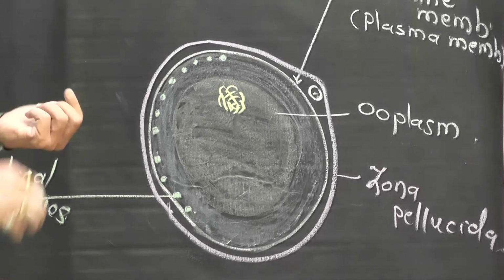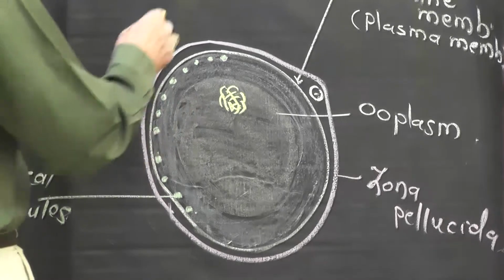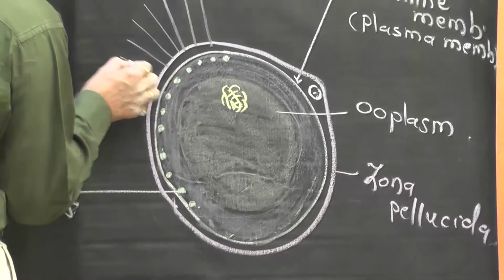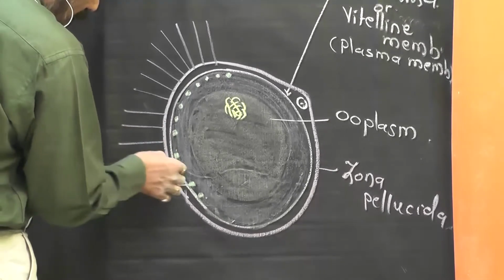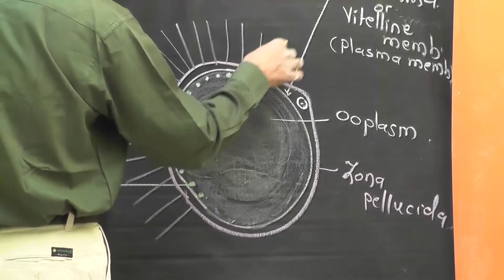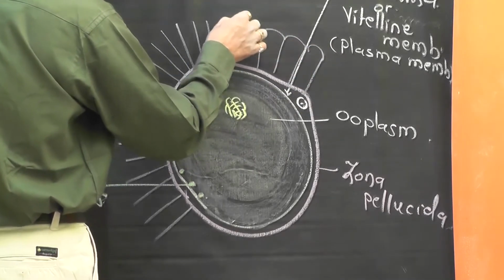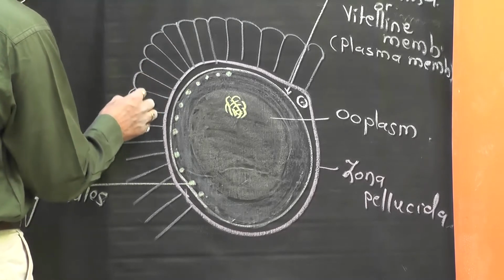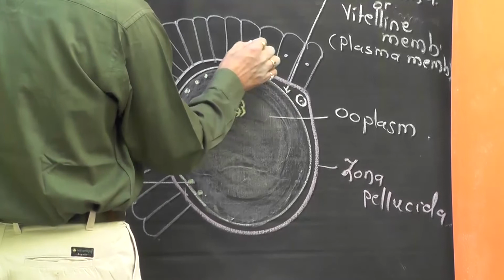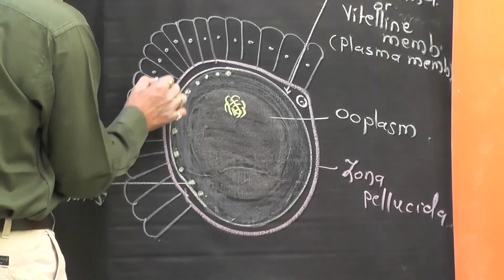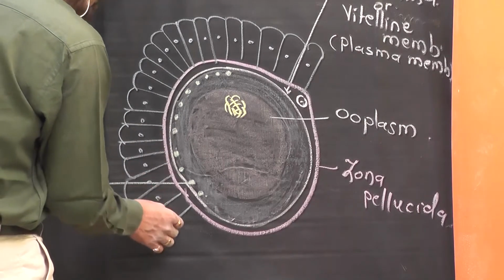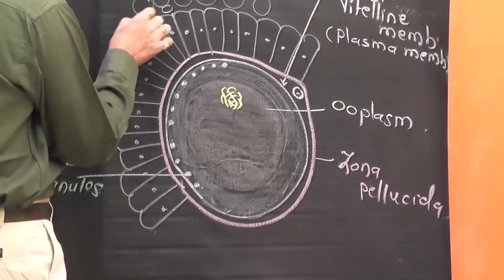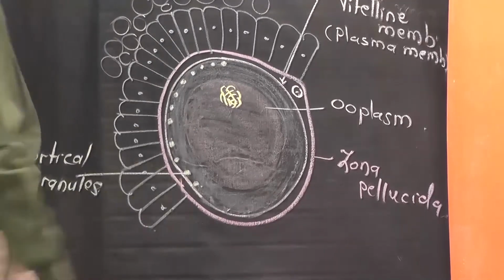Now again, around this zona pellucida there is a layer of tall column-like compactly arranged cells. These cells together form a layer just outside the zona pellucida, and you know this layer is called the corona radiata. Here I have shown the corona radiata cells, and also the presence of a few other follicular cells around it. These are a few follicular cells.